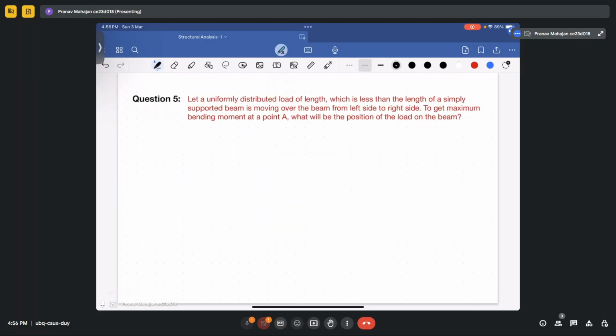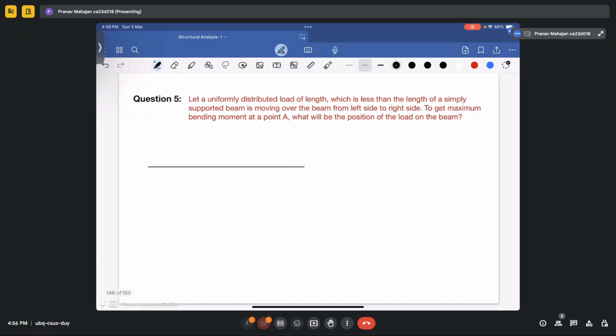Now let's move to another question, which says: a uniformly distributed load of length less than the simply supported beam moves from the left hand to the right hand side. To get the bending moment at point A, what will be the position of the load on the beam? I think you must have seen this derivation, the conceptual thing, but I will also show you how you can calculate it.